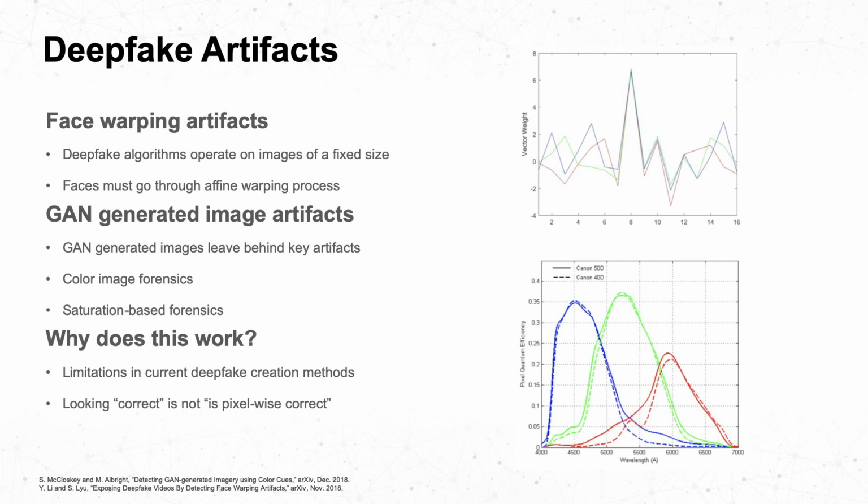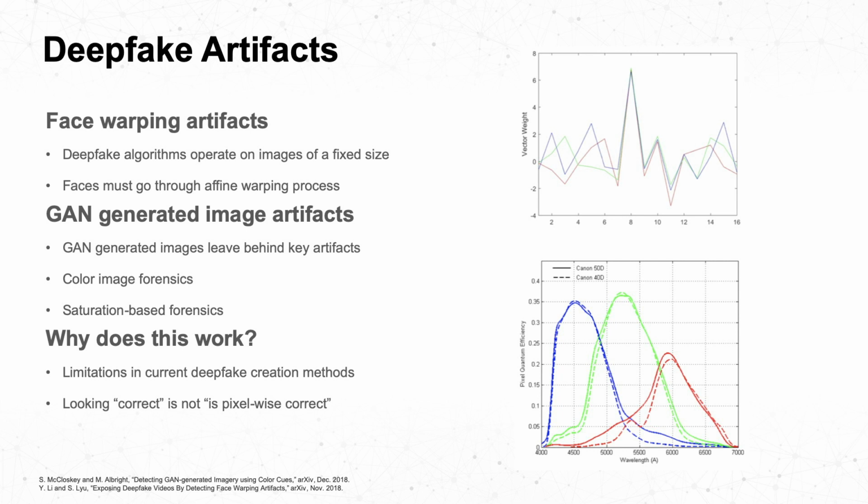Another way of detecting deepfakes at the signal level is looking at face warping artifacts. And really what I mean here is that we're looking for evidence of any kind of affine transformations that may have been done as you map the face from the source to the target. So affine transformations are things like scaling, rotation, shearing, and so on.